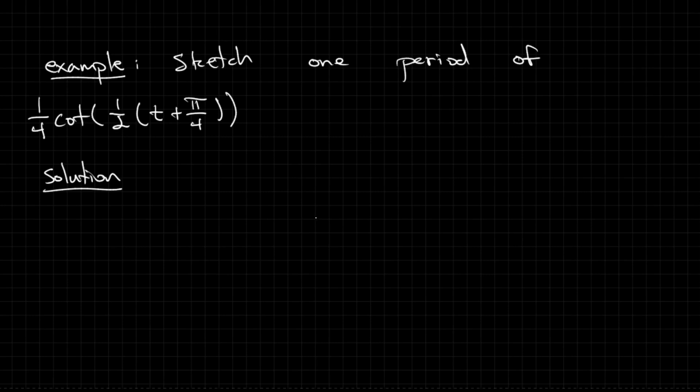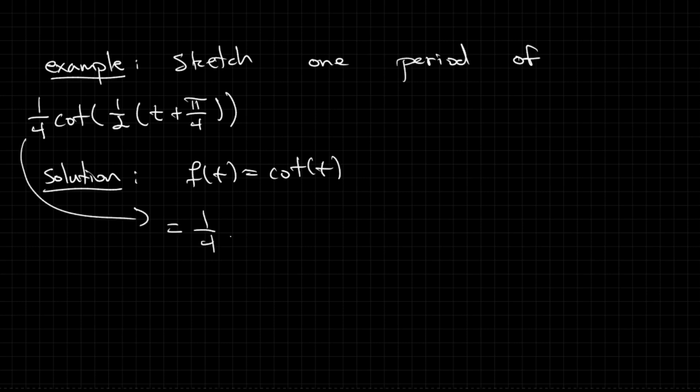Now let's sketch one period of a transformation of a cotan function. Again, we'll proceed in the exact same way that we've done beforehand. I'm going to identify that the parent is cotan. And so this cotan function in terms of f of t is 1/4 f of 1/2 t plus pi over 4. And usually, if I have to at this point, I'll go ahead and factor out anything multiplying the t, but that's already been done for us, so one less step.